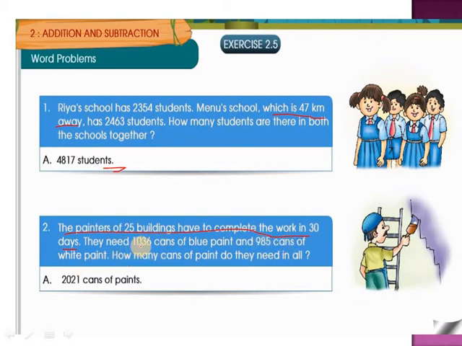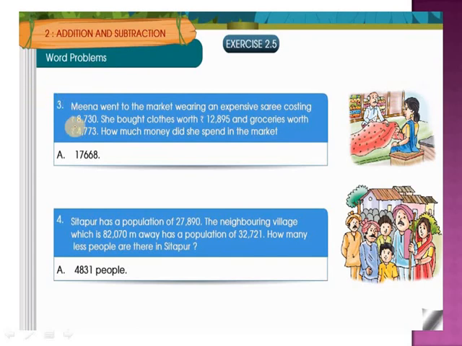When we add this, 1036 plus 985, you are getting 2021 cans of paint. So you have to solve here. 1036 plus 985. So you will get the answer. So right here, 2021 cans of paint. Okay, children? Next, third one.